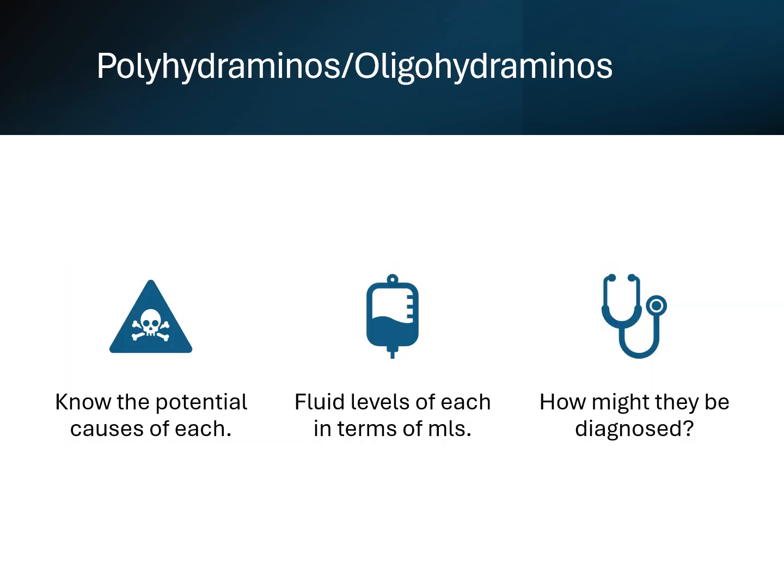Polyhydramnios and oligohydramnios. Remember, these two are the opposite. Poly is too much fluid, oligo is not enough fluid. So know the potential causes of each of these conditions, fluid levels of each in terms of mLs. How might we diagnose it?